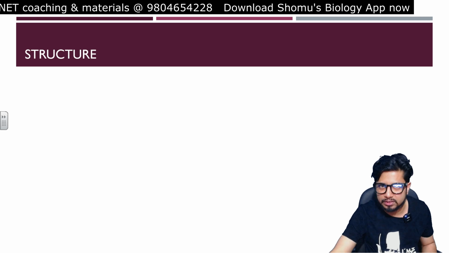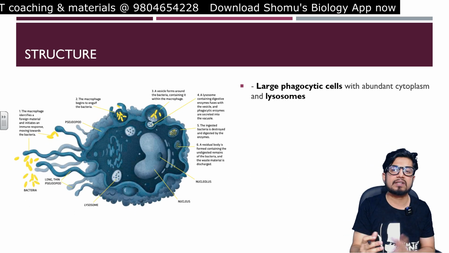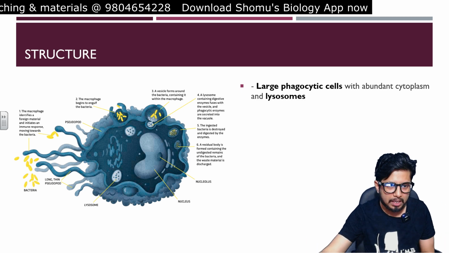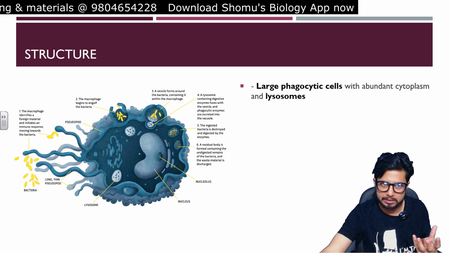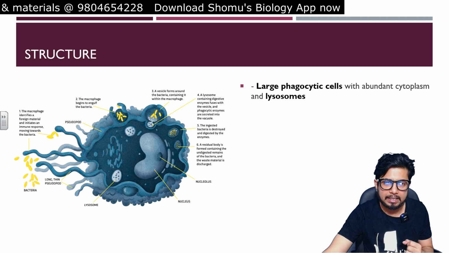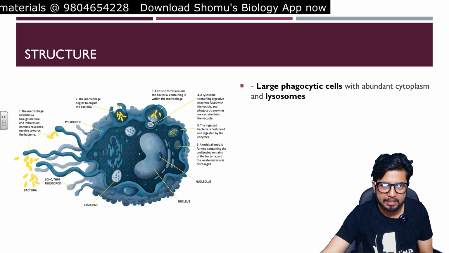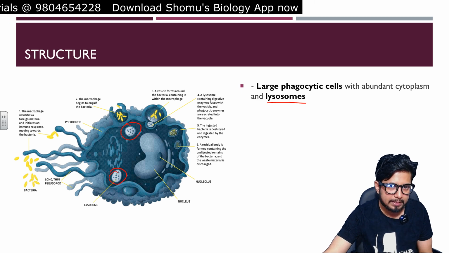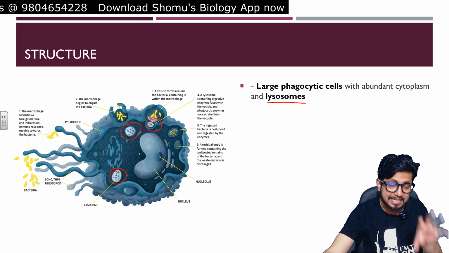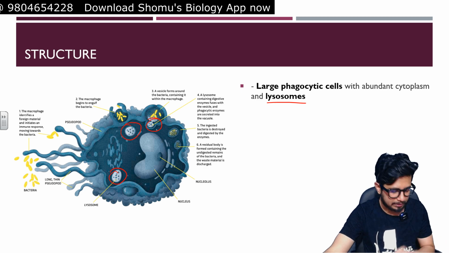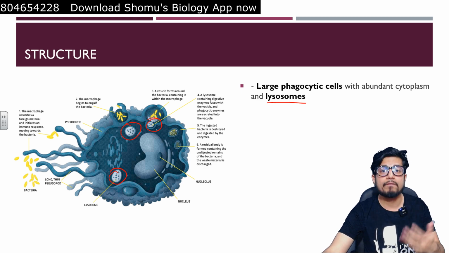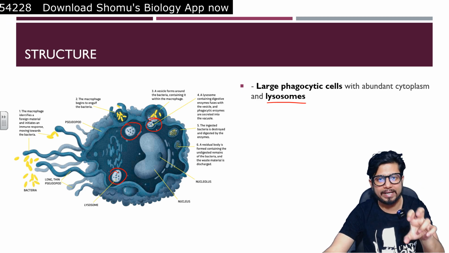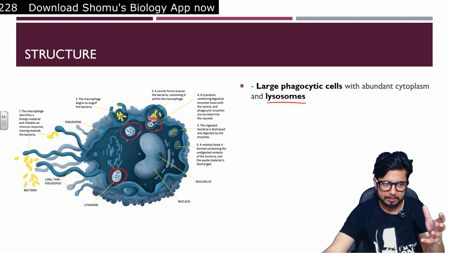Now let's look at the structure of the macrophage. Here you can see the macrophage structure is a little complicated. It has a very large structure. The cell size here is big, and inside the cell they have plenty of lysosomes. You can see that a lot of lysosomes are found there. Large phagocytic cells, they are known as phagocytic cells because the primary job for them is to engulf foreign invaders like bacteria or other pathogen components.